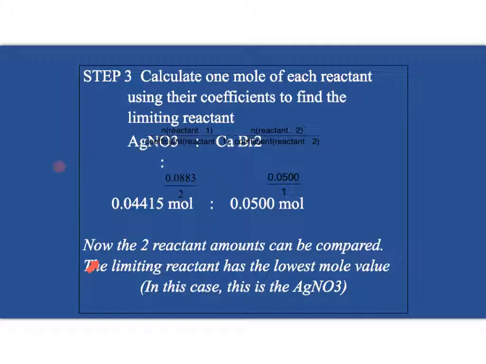Now, you know that the 2 reactant amounts can be compared. Which has the lowest value, that must be the limiting one. So in this case, silver is slightly lower with 0.044 versus the 0.05. I hope that's right. Yeah, that's right. And therefore, all of this will be used, and you'll be left with about 0.06 mole of calcium bromide that doesn't react.